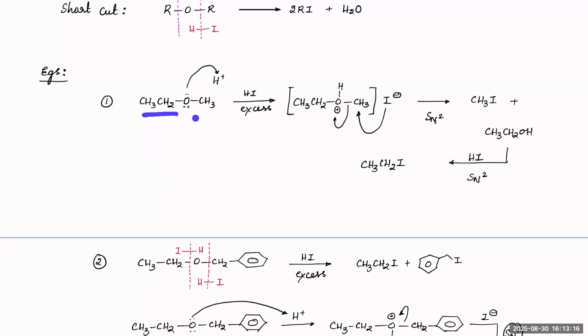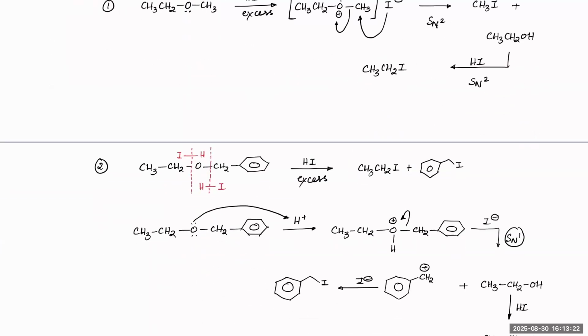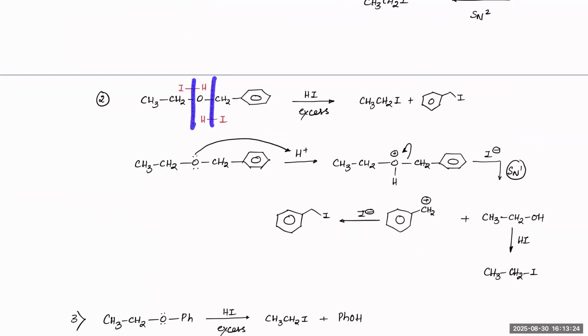Same logic here also. If you have excess, first you'll get an alcohol, and that alcohol also needs to be converted into iodide. Here also, break both of them, you'll get both the iodides. Short. If you have excess, you don't have to think so much. You just have to break it. Both sides you have to distribute iodides.